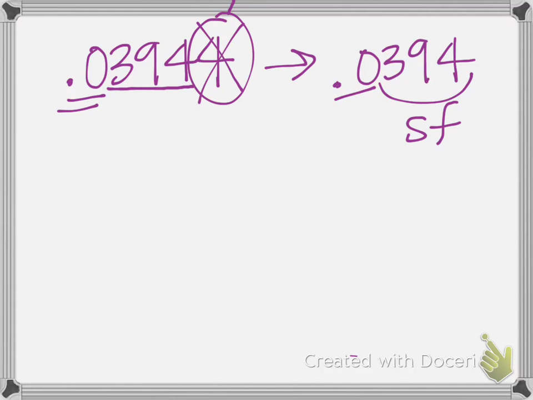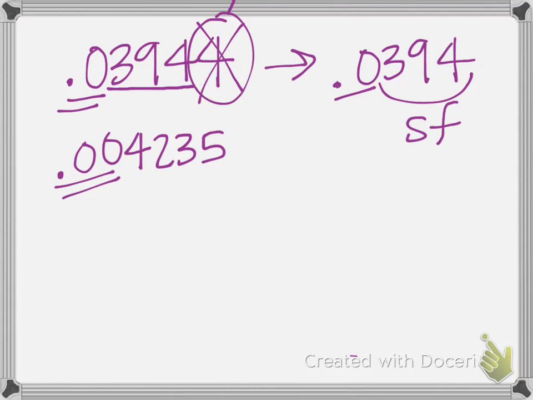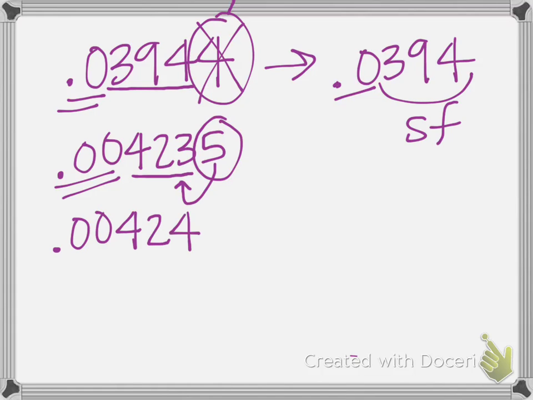All right, number 5, same idea, 0.004235. The first 2 zeros don't count. I keep them there though because they're placeholders. So then I count out 1, 2, 3 sig figs, and I look at the 5. Now I've got a 5, so it's going to bump up my 3 and make it a 4. So I'm going to keep the first 2 zeros. 4, 2, 4 is my rounded answer. These are my sig figs, and the zeros are my placeholders. Are we catching on, you guys?